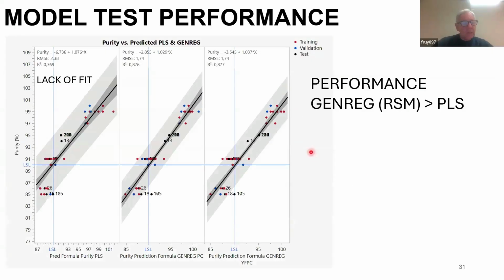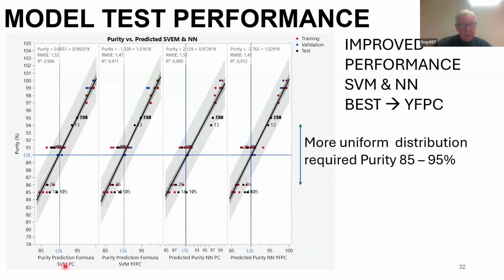It can be shown very well when we plot the purity versus the predicted results of our models. Here is the PLS. For the PLS, of course, it's just a simple linear model. You can see there's a very strong lack of fit, so the linear model is not good enough to generate a prediction model. The generic model on principal components and functional principal components is already better, and particularly the machine learning models, the support vector machine and the neural nets, give us R squares of more than 90%.